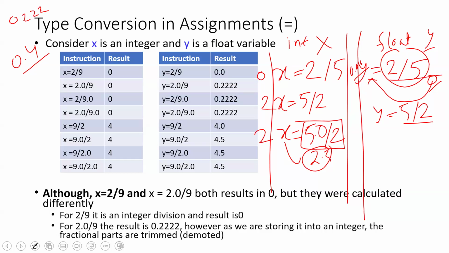See the process. It's not happening randomly. It is going through a process. First it performs the calculation, then puts the result on the left side. The result is 2.5, and you put this 2.5 in x, but because x is an integer, it can just store 2, and the .5 is gone. Make sense? y equals 5.0 divided by 2. What is the value of y?